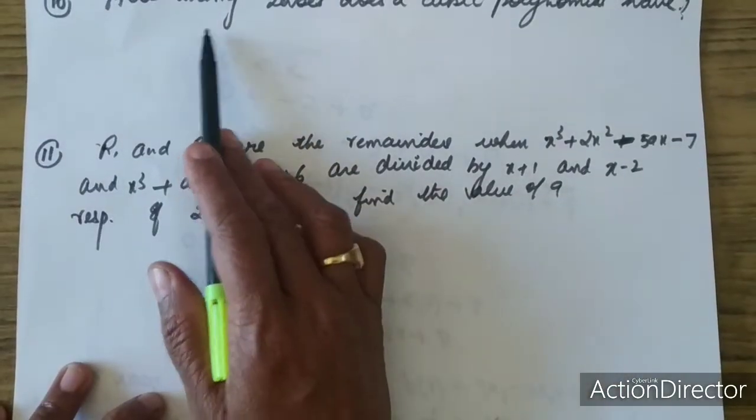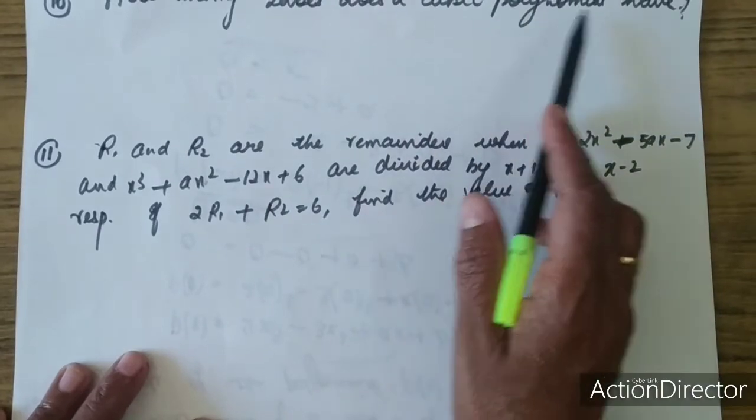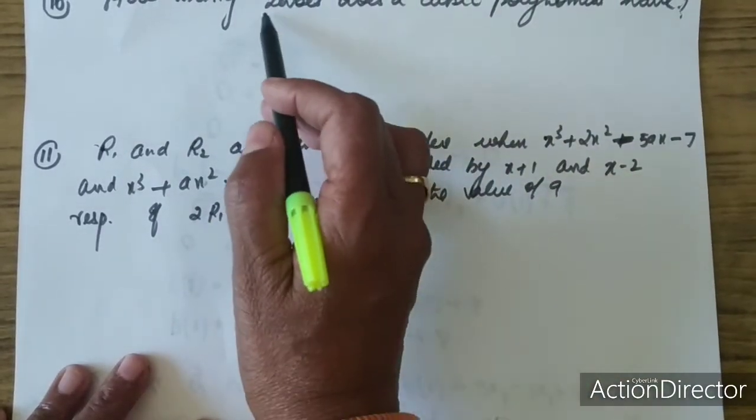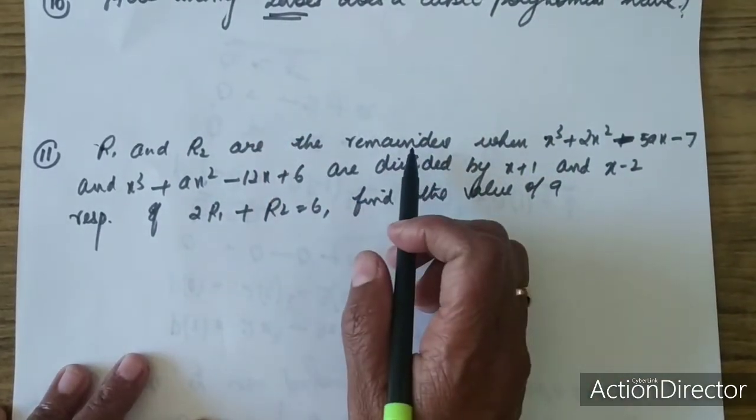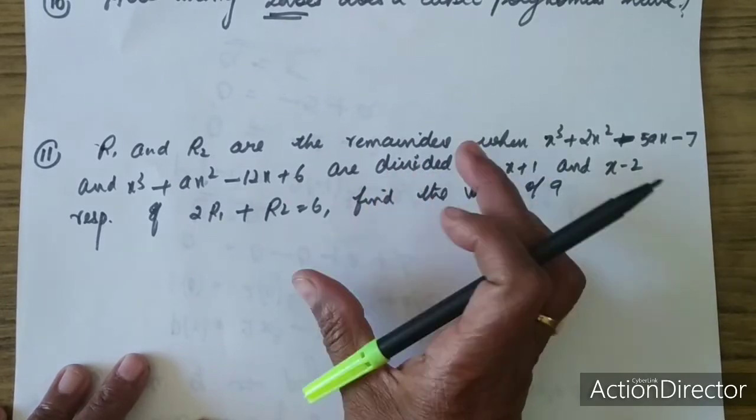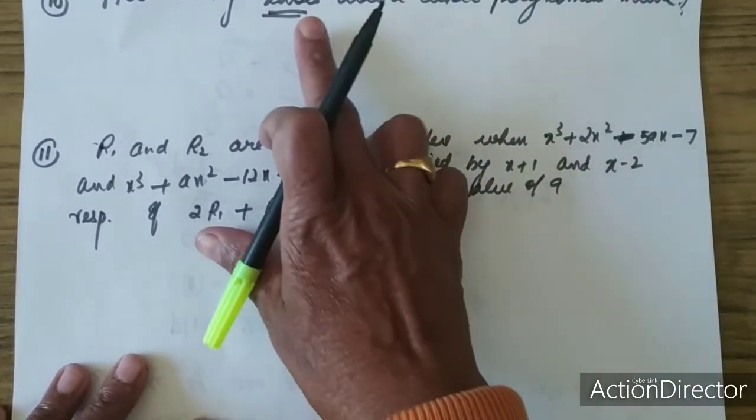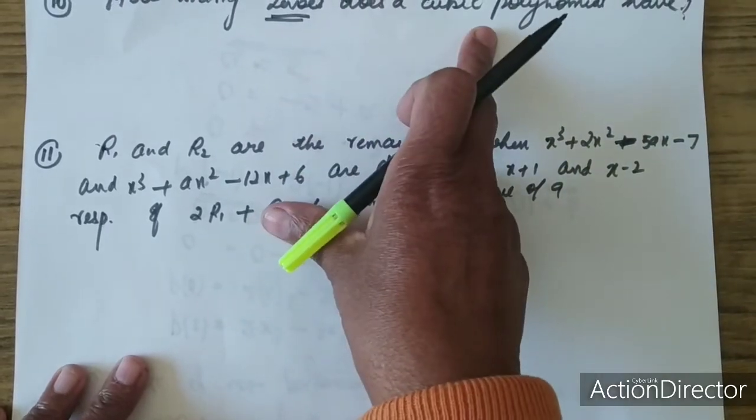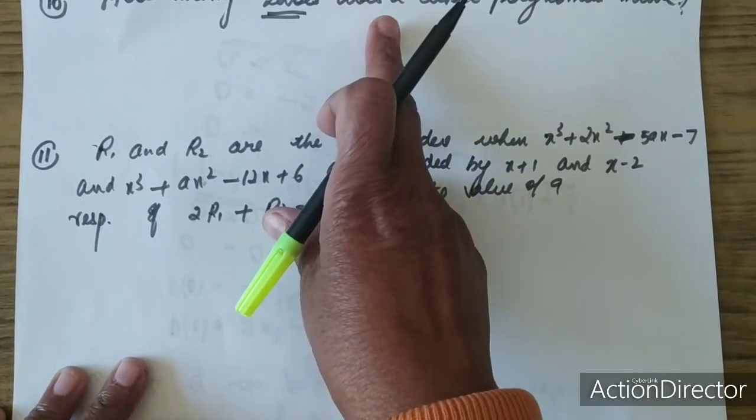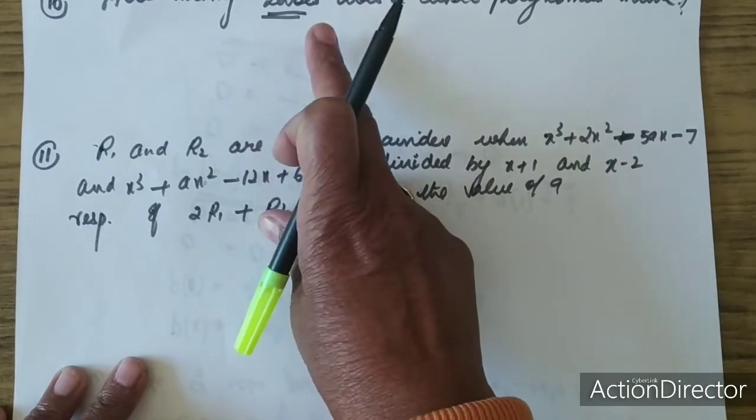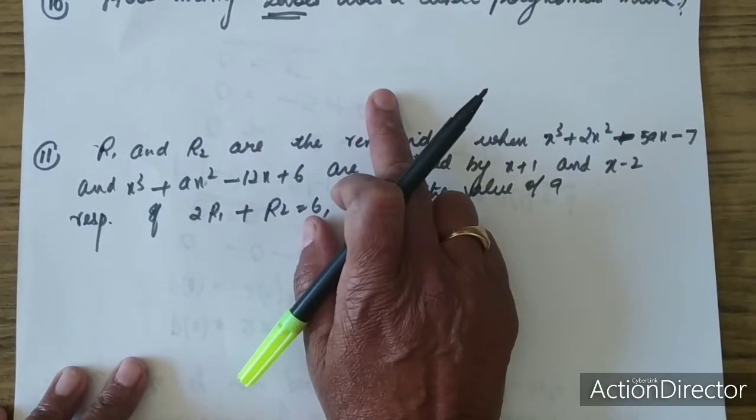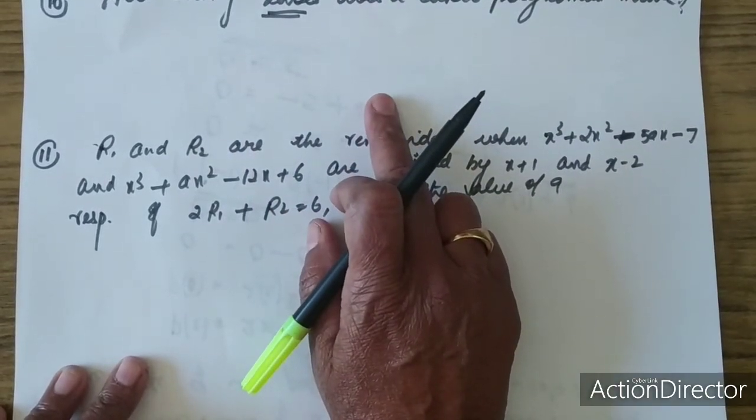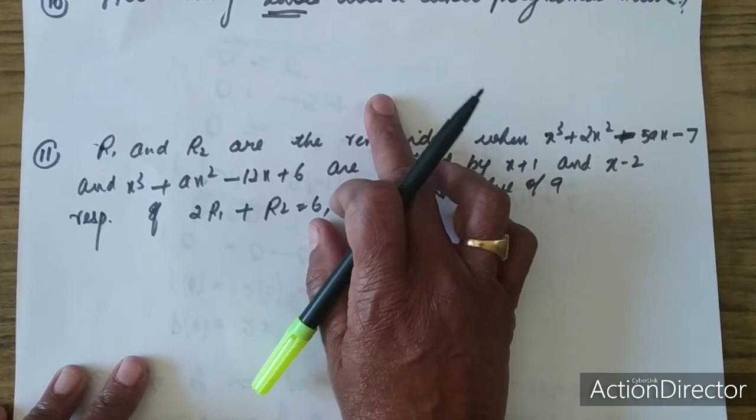Next question. How many zeros does a cubic polynomial have? You know what you mean by zeros? Zeros is nothing but a solution, a particular value of x for which that whole polynomial is going to be 0. So you have to find the value of x. That means for a cubic polynomial you have to say how many solutions a cubic polynomial will have. You know what you mean by a cubic polynomial? Whose highest degree is 3.